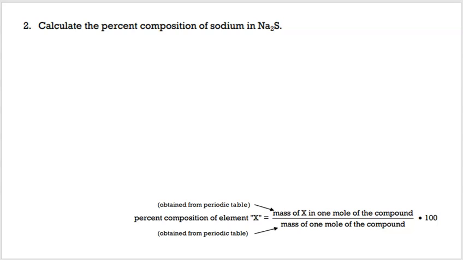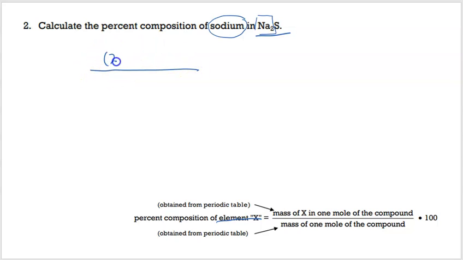Number 2 says calculate the percent composition of sodium in Na2S. All right, so again, the percent composition of element X in this situation is going to be sodium. So again, I want to know out of the whole compound, sodium sulfide, what percent of that entire compound is sodium by mass. So again, what we're going to do is take 2 times the mass of sodium. So set up our fraction.